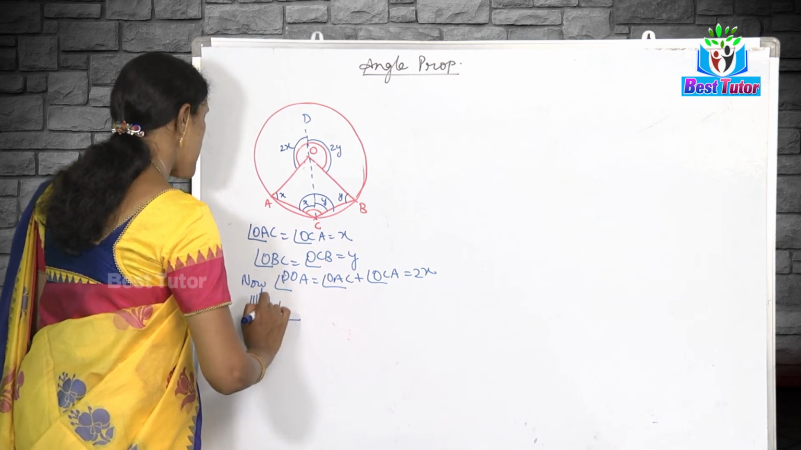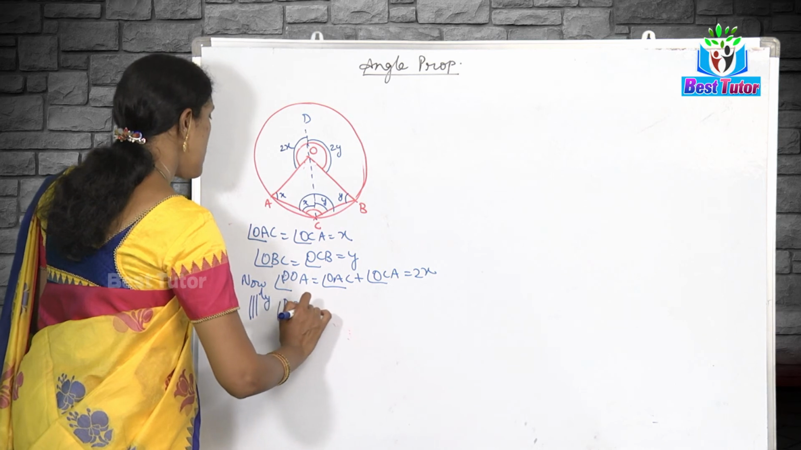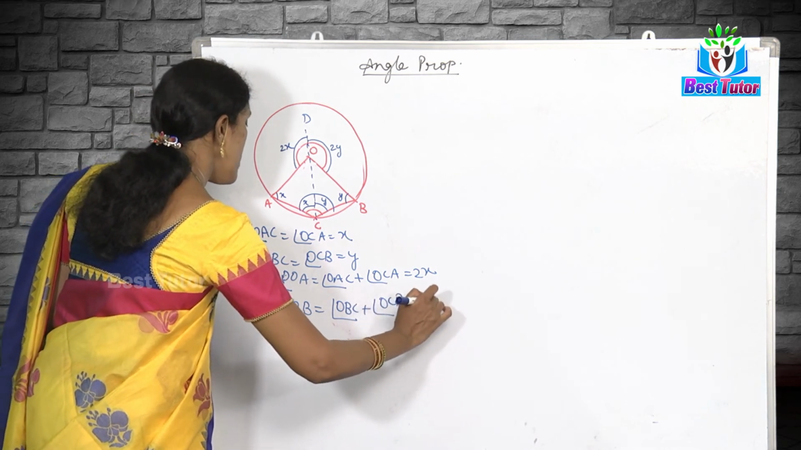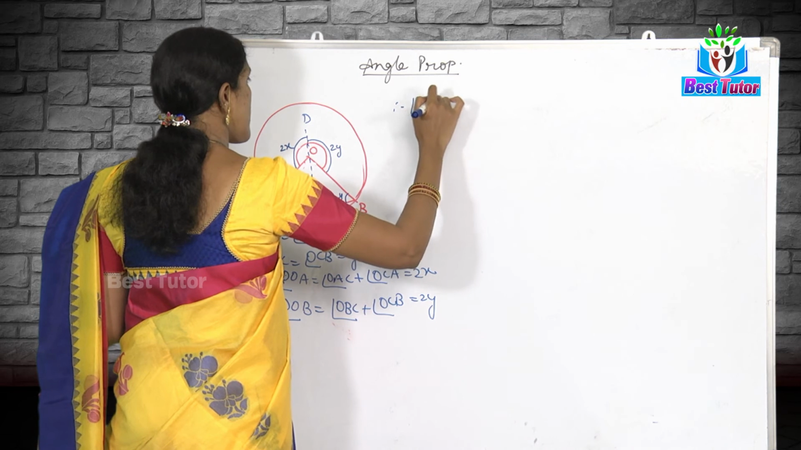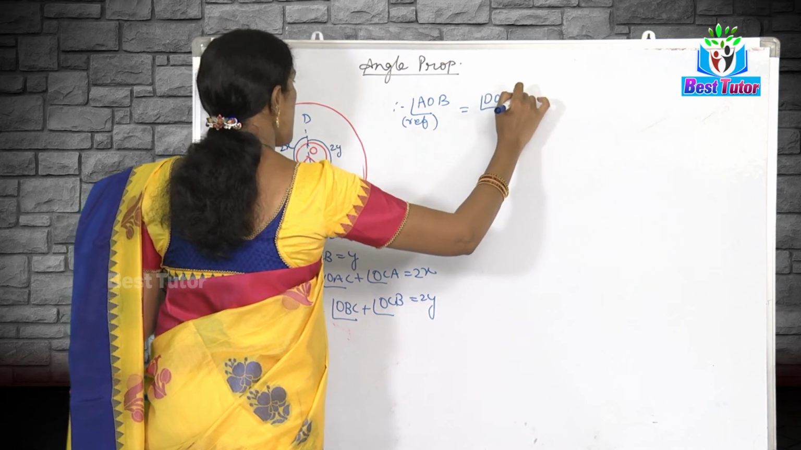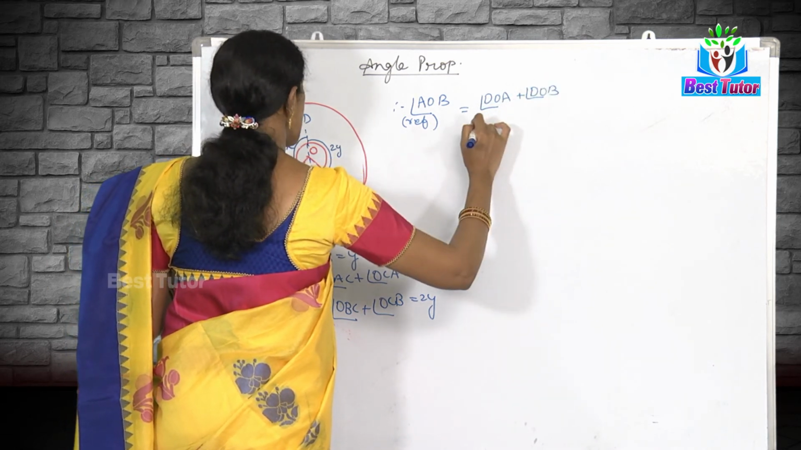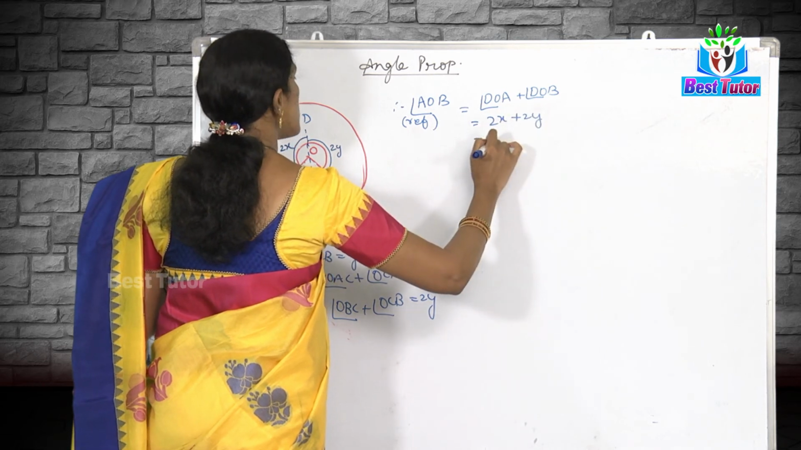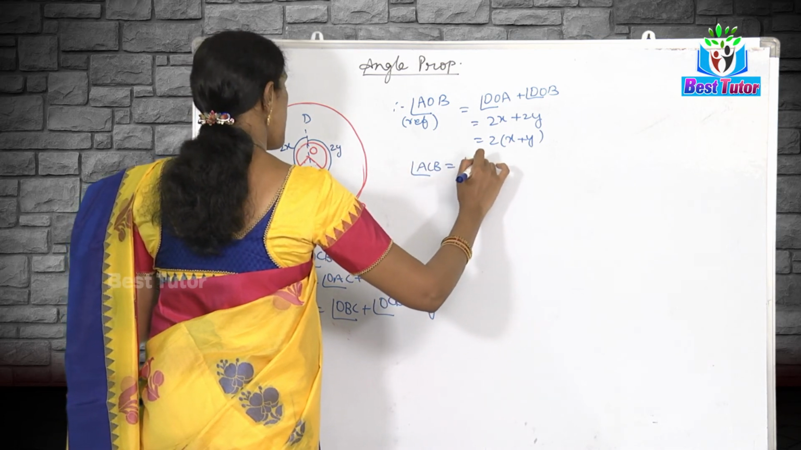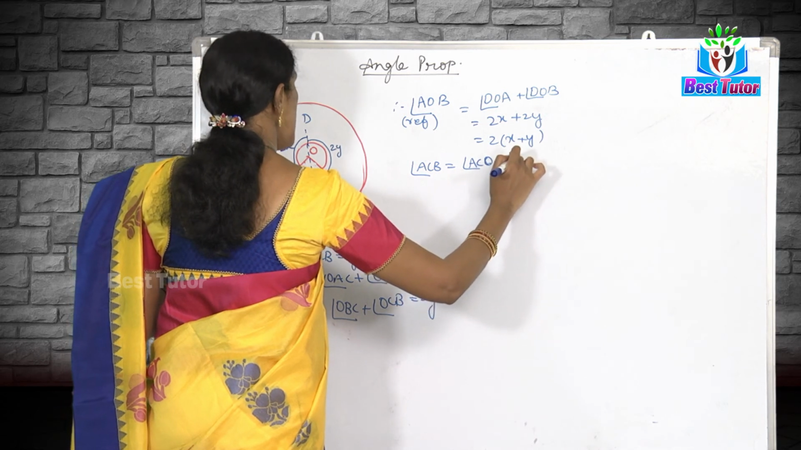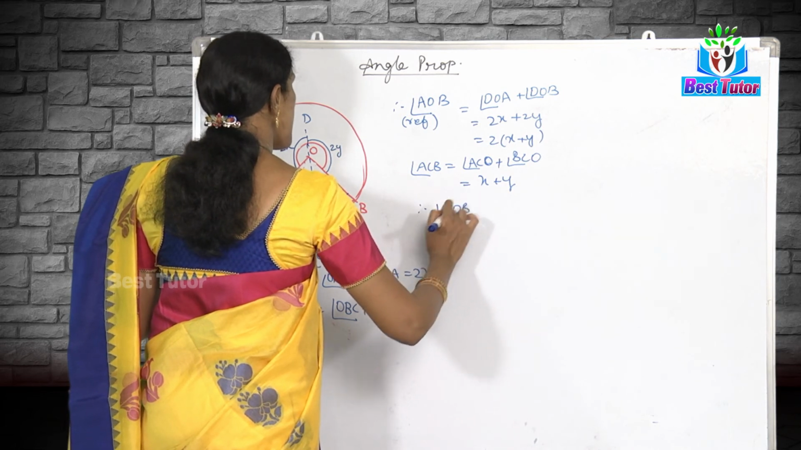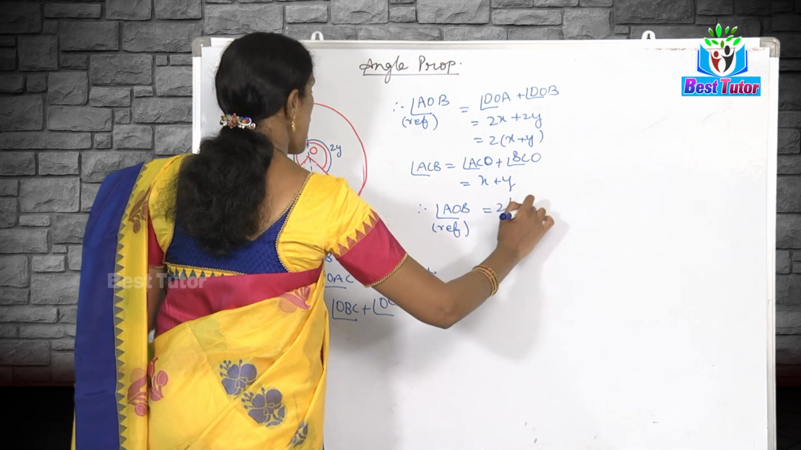Similarly, angle DOB is equal to angle OBC plus angle OCB, which is equal to 2y. Therefore, reflex angle AOB is equal to angle DOA plus angle DOB, which is equal to 2x plus 2y, or 2 into x plus y. And angle ACB is equal to angle ACO plus angle BCO, that is x plus y. Therefore, angle AOB is equal to 2 times angle ACB.